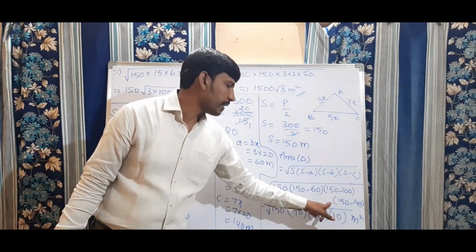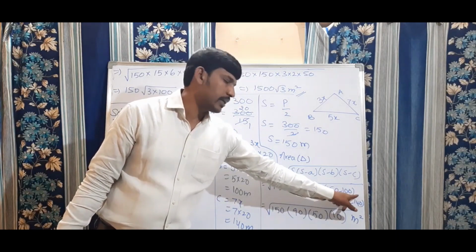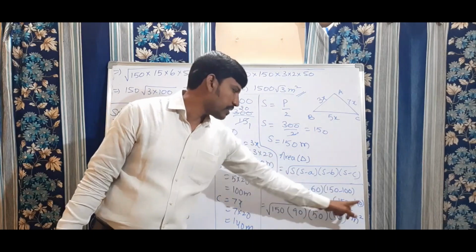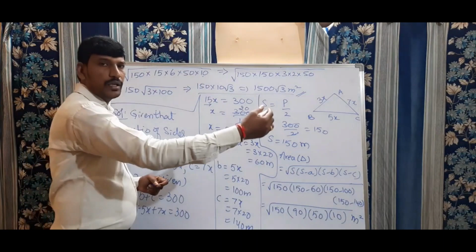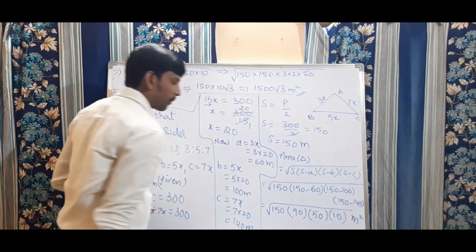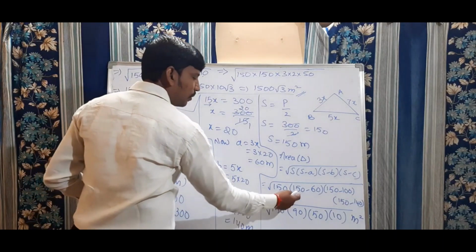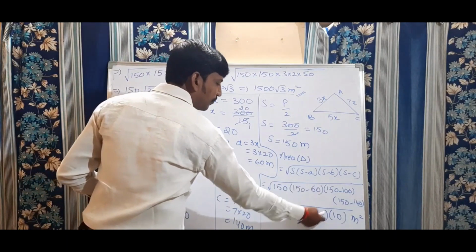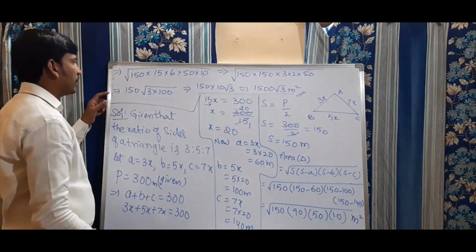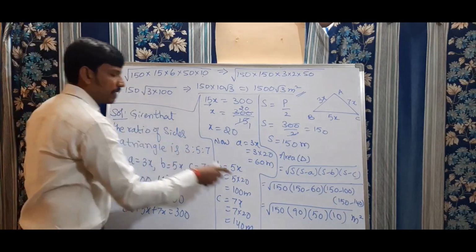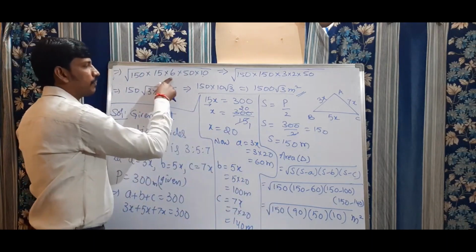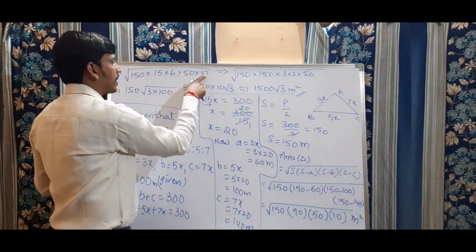Clear? This is the continuation here. Please try to understand because I don't have space here. Please write it down as it is; the continuation part you should write down. Now 150 into 150 minus 60 is 90, 150 minus 100 is 50, 150 minus 140 is 10. Now split the terms. 150 into 90 can be 15 sixes are 90, and 50 as it is, 10 as it is.